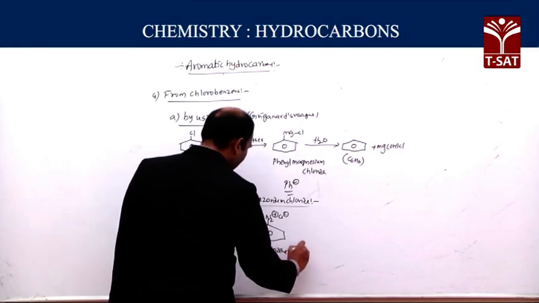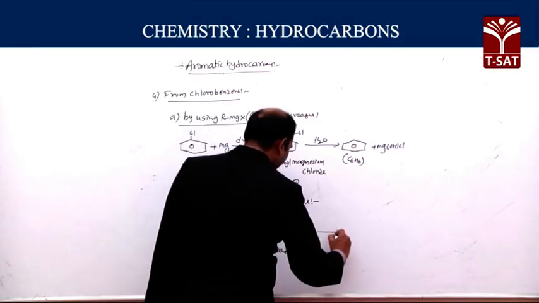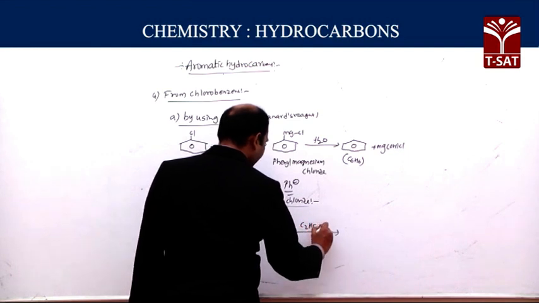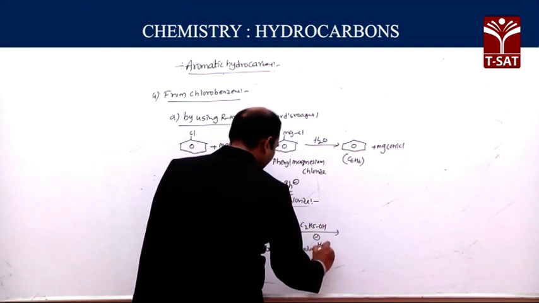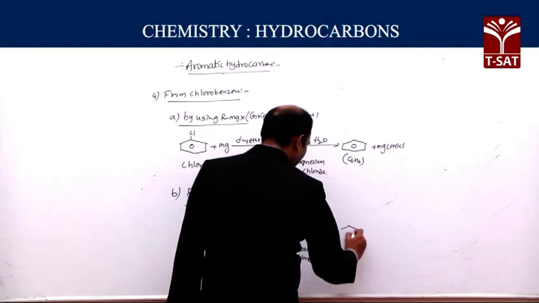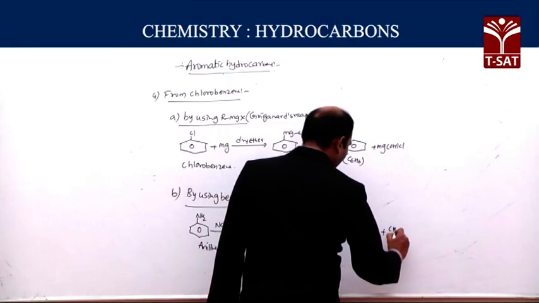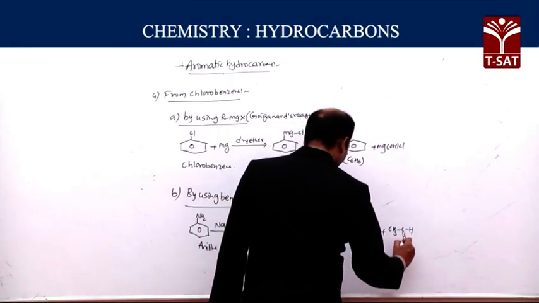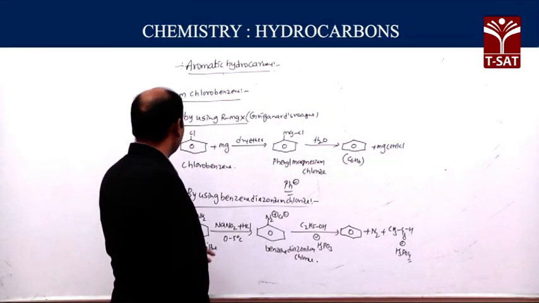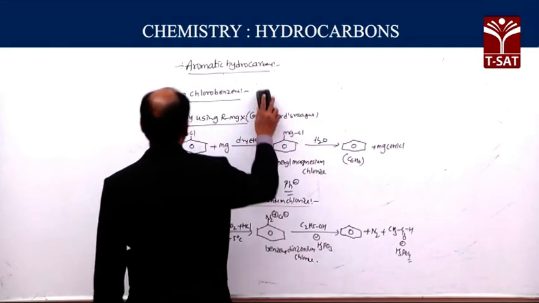When this benzene diazonium chloride is treated with ethyl alcohol, or with H3PO2, or with sodium stannite, benzene diazonium chloride is converted into benzene plus N2. Ethyl alcohol is converted into acetaldehyde, or otherwise H3PO2 is converted into H3PO3. So this is the preparation of benzene from benzene diazonium chloride and also by using RMgX.